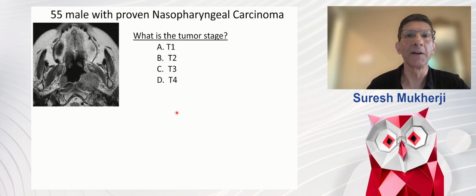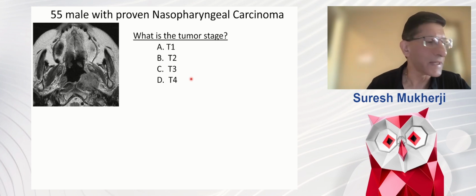So this is great. What we have right now is the majority of people got this correct. 71% said it was T2, and that's correct. So what we have here is a tumor involving the nasopharynx. It's extending through the pharyngobasilar fascia and it is extending into the parapharyngeal space.